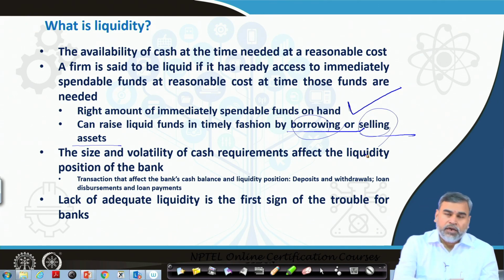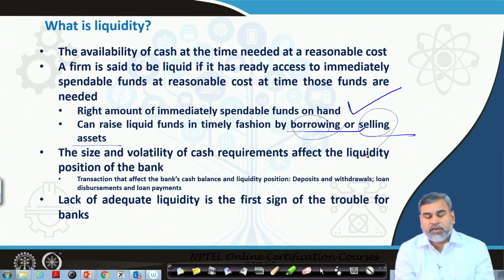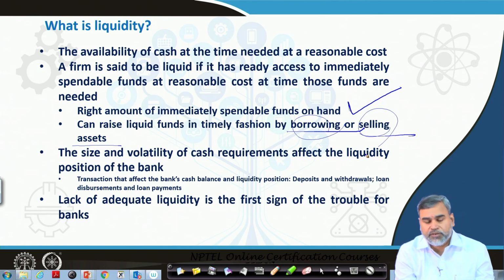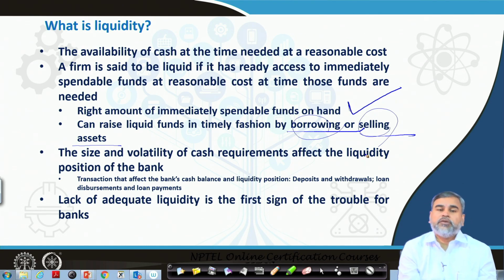So, here if you see the transactions that affect the bank's cash balance and liquidity position, that is nothing but the withdrawals of deposits, loan disbursements and loan payments. So, what are those major factors which are affecting the liquidity position of the bank?